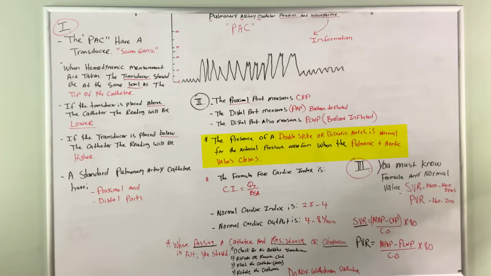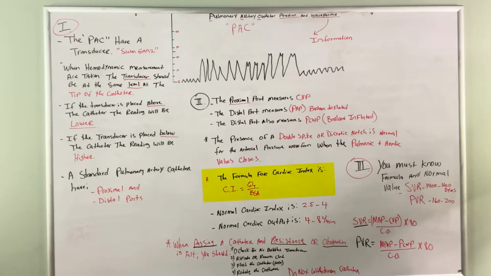The presence of a double spike or dicrotic notch is normal for the arterial pressure waveform when the pulmonic and the aortic valve closes. Don't go searching for something that you don't have to search for on this test for answers. A double spike or a dicrotic notch is normal.